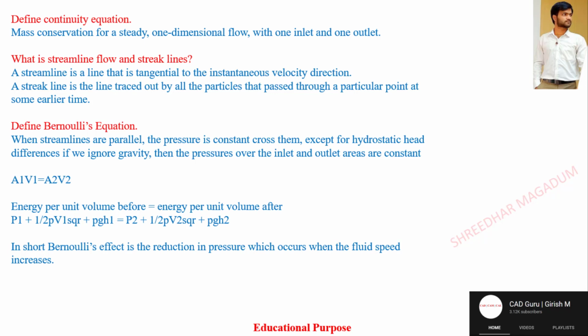Or if I consider the energy per unit volume before and after the flow, at inlet and outlet, it shows the equation, that is P1 plus 1 upon 2 rho V1 square, plus rho g h1, which is equal to P2 plus 1 upon 2 rho V2 square, plus rho g h2. Okay, this is the formula.